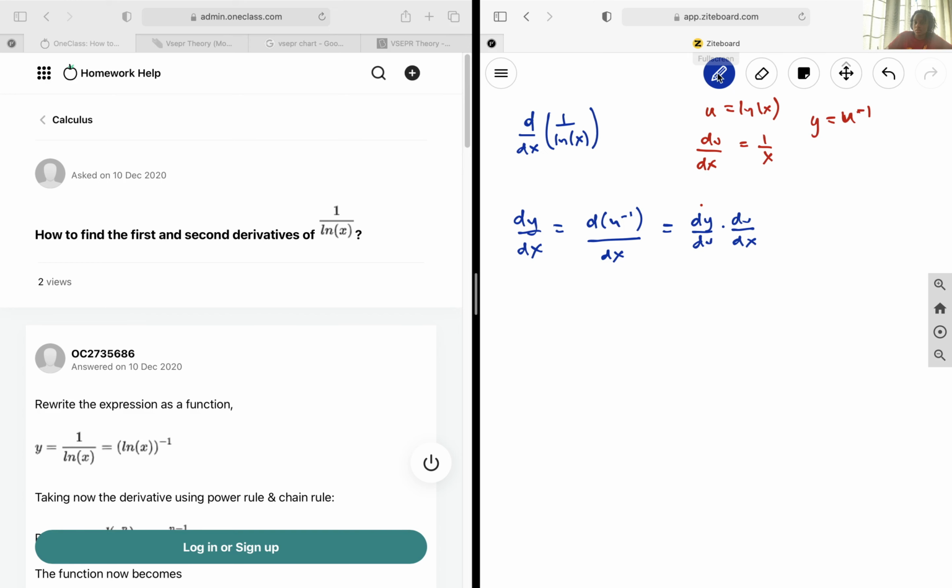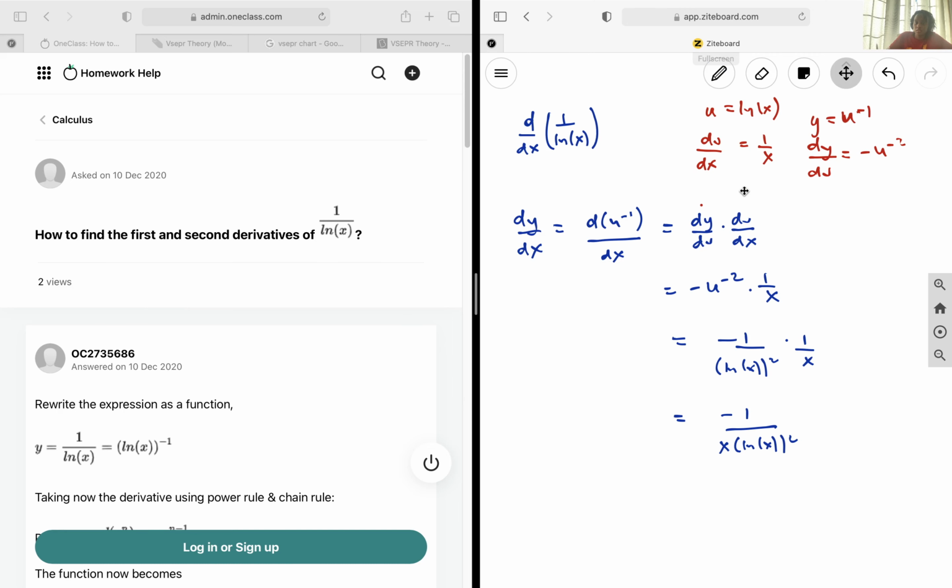Let's fill those in according to this. Let's not forget the exponent rule, we can use it here to get negative u to the -2. And so this will become dy over du, so negative u to the power of -2, multiplied by du over dx, so 1 over x. This will become negative 1 over ln x squared times 1 over x, so negative 1 over x ln x squared. So that is going to be the first derivative.